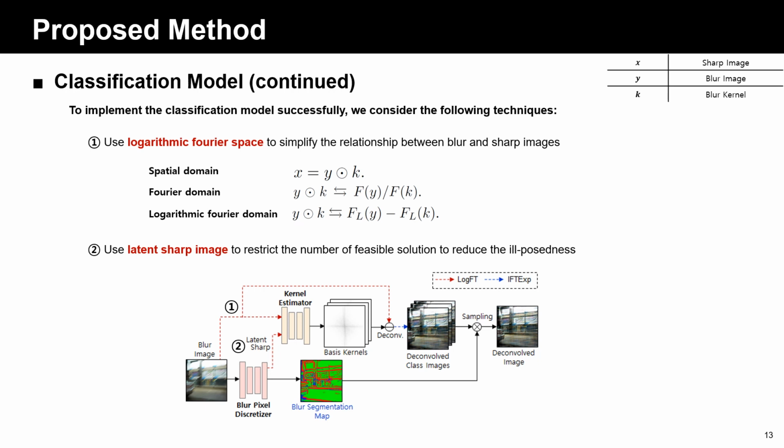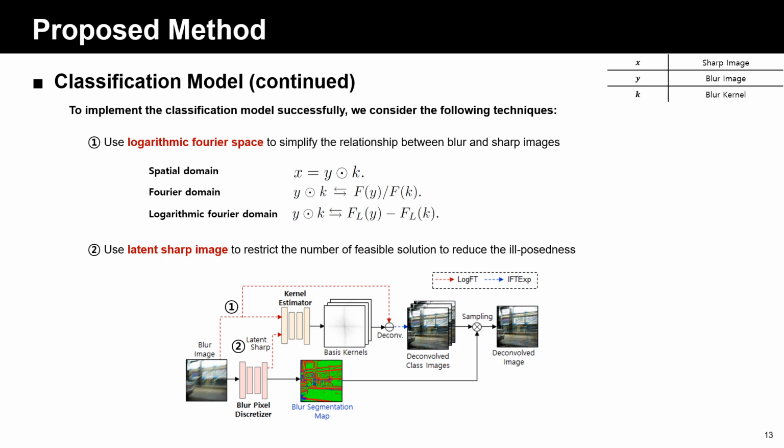First, we utilize the logarithmic Fourier space to simplify the relationship between blur and sharp images, such that the basis kernels are easily estimated. In the spatial domain, the relationship between blur and sharp images is convolution or deconvolution. It can be converted into multiplication or division in the Fourier domain. In order to further simplify this, we take the logarithmic operation in the Fourier domain. Then it becomes addition or subtraction in the logarithmic Fourier domain. This simplified relationship enables us to estimate basis kernels more easily.